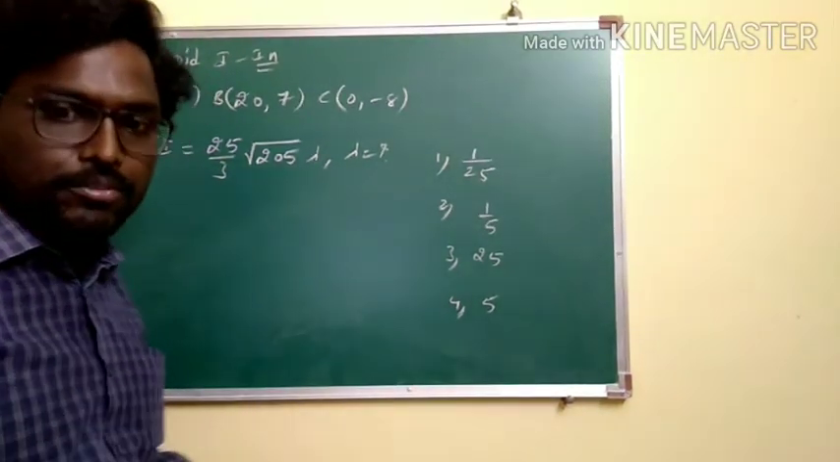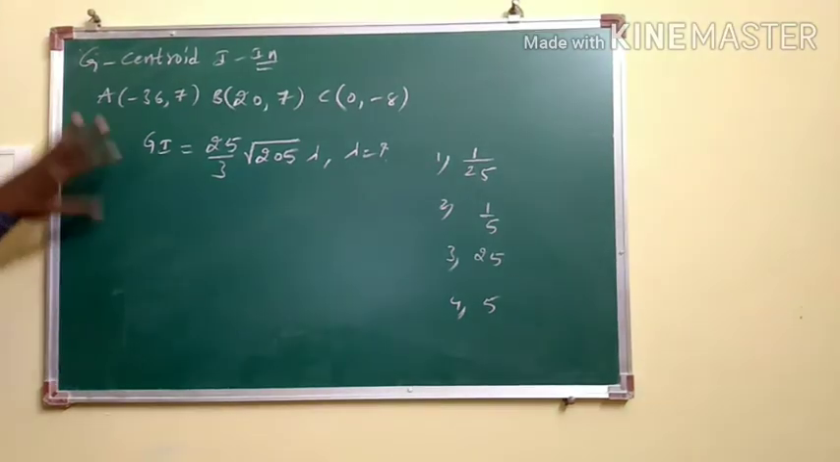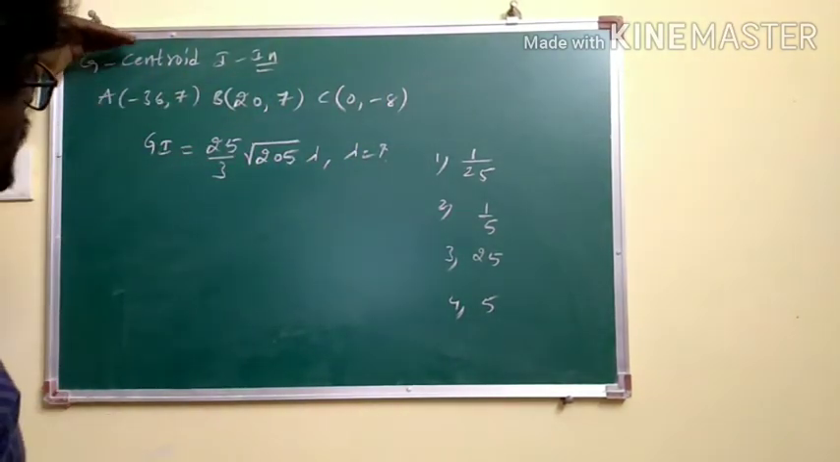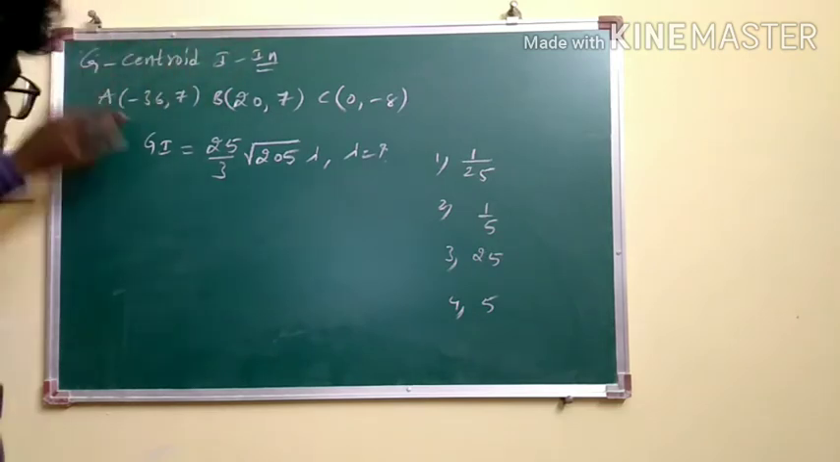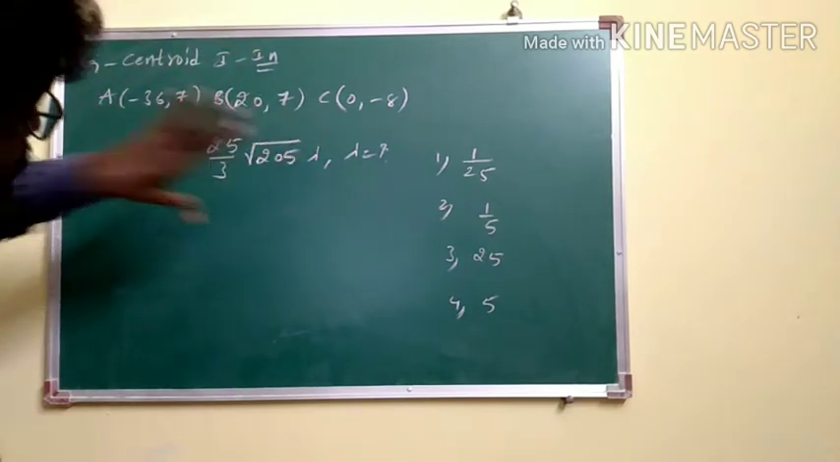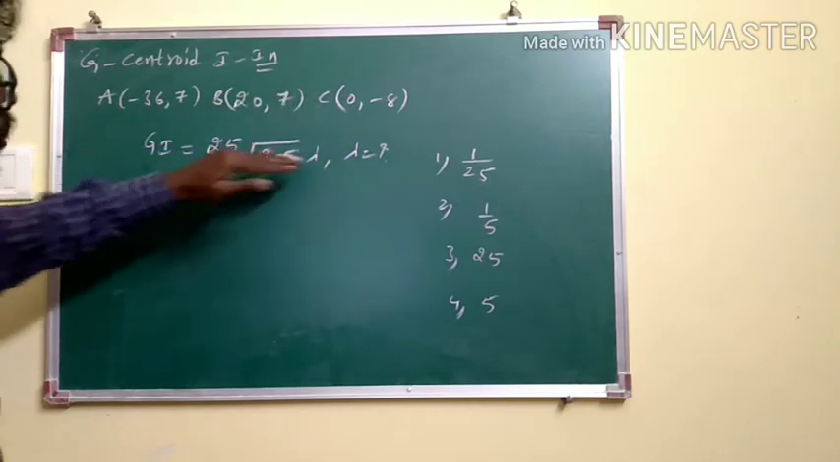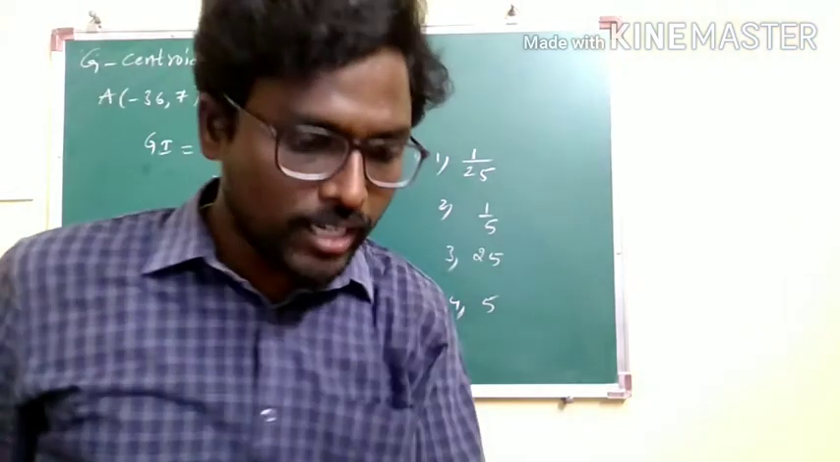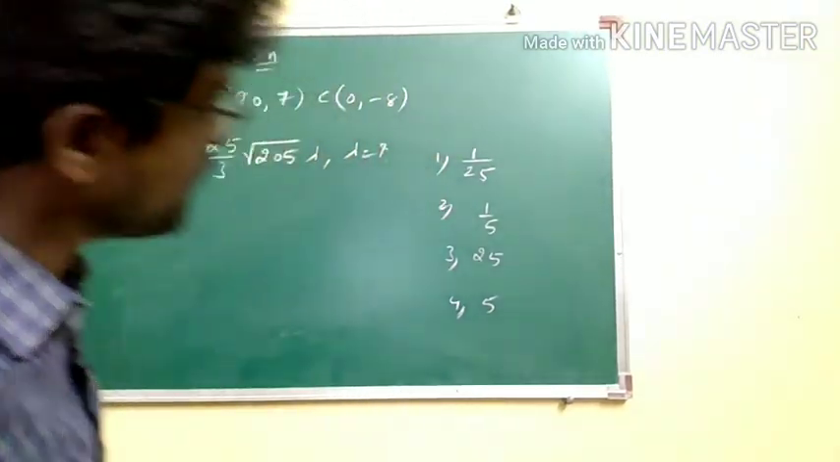Let's see the question very carefully. Here we are given the coordinates of the triangle, and we are supposed to find the centroid and incenter, such that GI is given something like this. Then what is the value of lambda? It means we need to calculate the centroid coordinates and incenter coordinates.